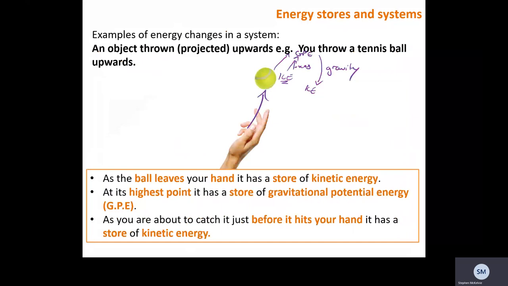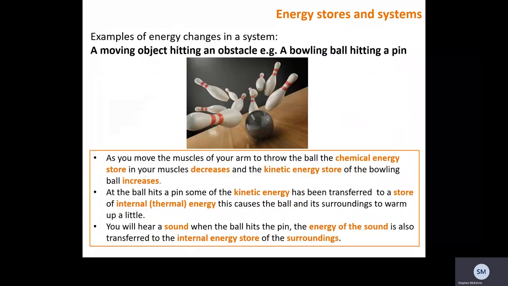Moving object hitting an obstacle. So you're throwing a bowling ball down an alley. When you move the muscles of your arm to throw the ball, the chemical energy store in your muscles decreases and the kinetic energy store of the bowling ball increases. So we have chemical energy, CE, being transferred by forces into a kinetic store. Chemical energy of the arm transferring into the kinetic energy of the ball through the mechanical pathway or the forces pathway. Both the same thing.